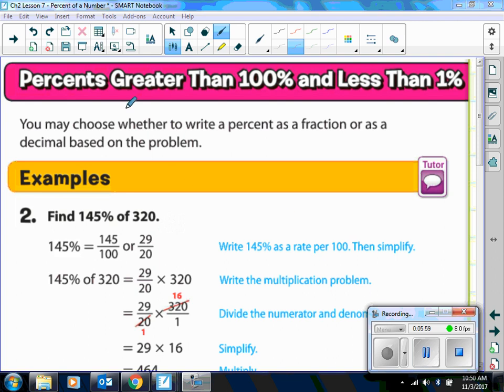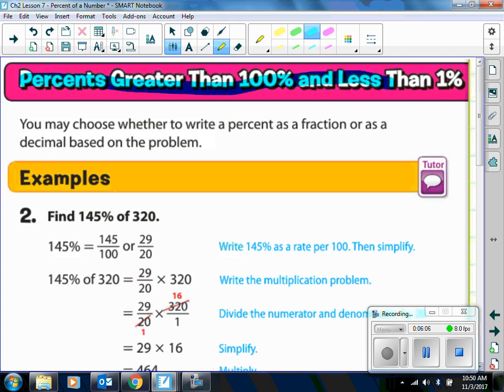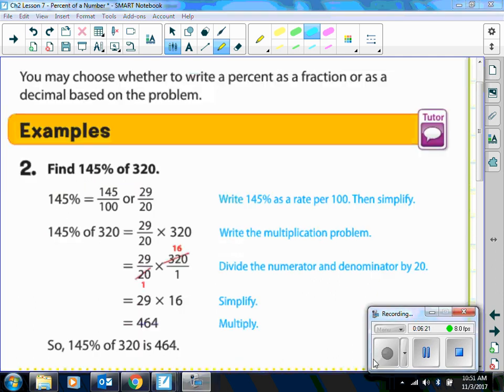So now we're going to do the same thing with percents that are greater than 100% and less than 1%. Now here you can either choose to write your percent as a fraction or as a decimal based on the problem, okay? So for example 2, it says find 145% of 320.